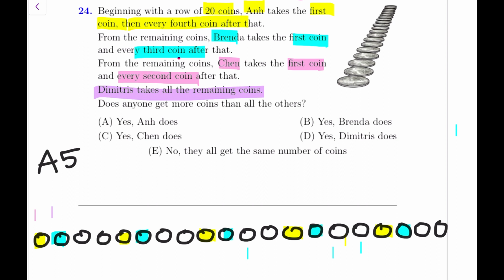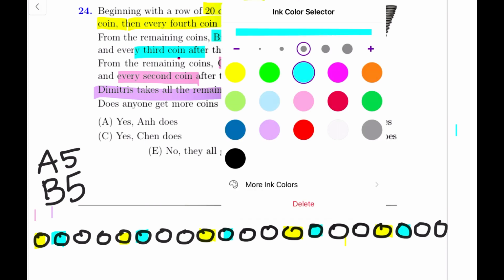These are just my marks. I can remove that so that it doesn't interfere with our working. All right, so how many coins did Brenda take? 1, 2, 3, 4, 5. All right, Brenda also got 5. Now let's go for the next person.